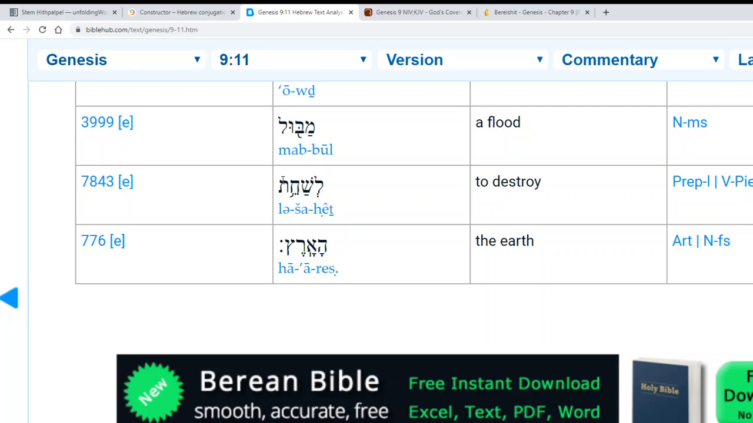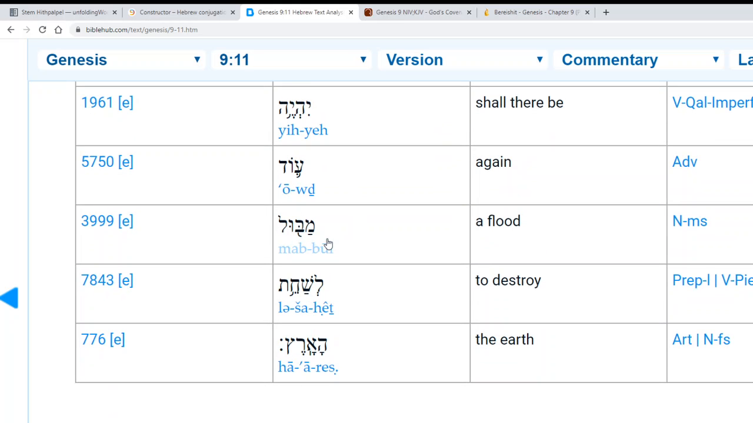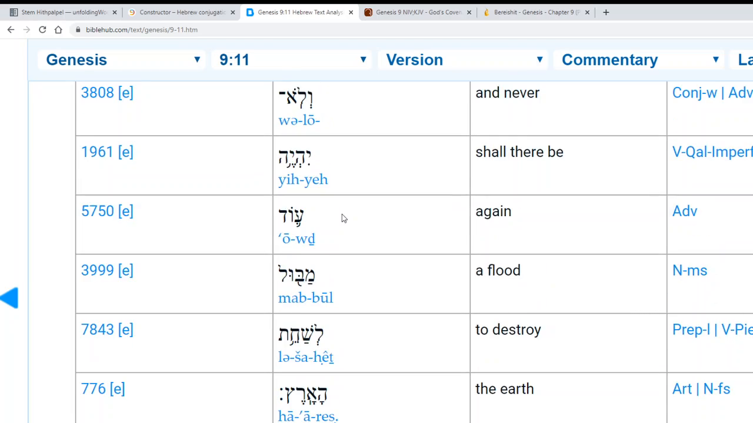Leshachet. So the root here is shin het tav, to destroy. I think we've had that before. Yeah, we did. Right, leshachet, this is in the infinitive. Haaretz, and article noun. So leshachet haaretz, to destroy the land.